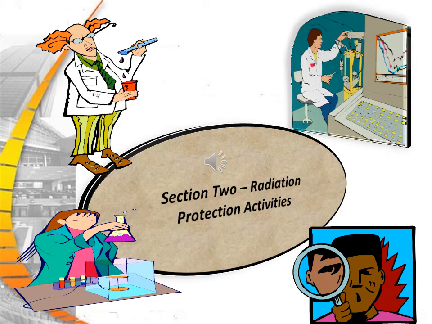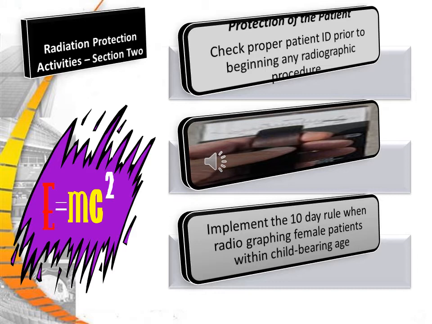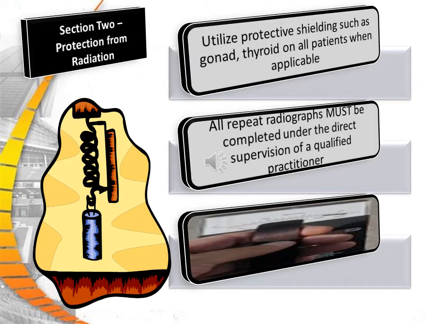Section 2. Radiation Protection Activities. Protection of the patient. Check proper patient ID prior to beginning any radiographic procedure. Implement the 10-day rule when radiographing female patients of childbearing age. Utilize protective shielding such as gonad or thyroid shields on all patients where applicable. All repeat radiographs must be completed under the direction of a supervising, qualified practitioner.